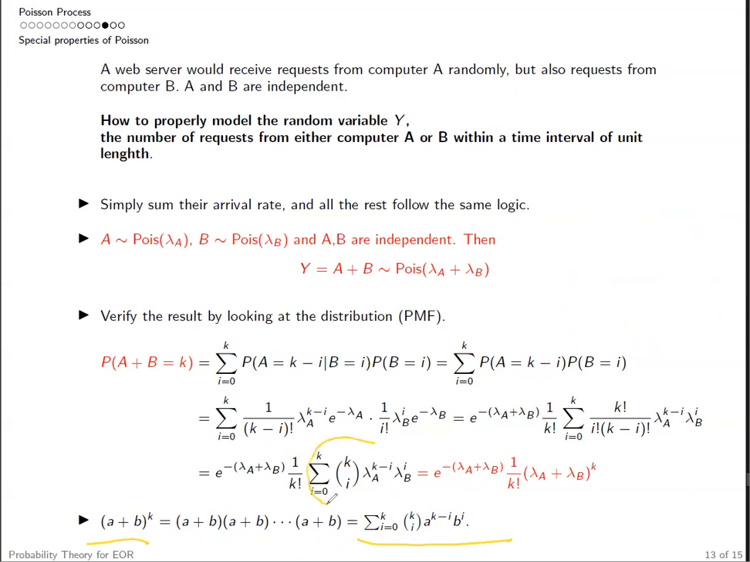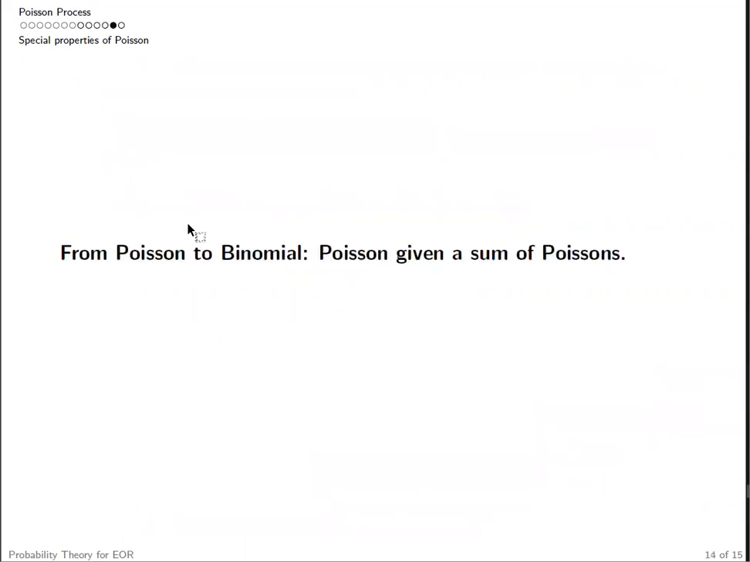With the help of that, we can show that indeed here the Y, the summation of two independent Poisson distributions, will be again a Poisson distribution. The summation of two independent Poisson distributed random variables will still follow the Poisson distribution, right? Now this is the second special property we're going to introduce for the Poisson distribution in this video. And the final one is from Poisson to binomial.